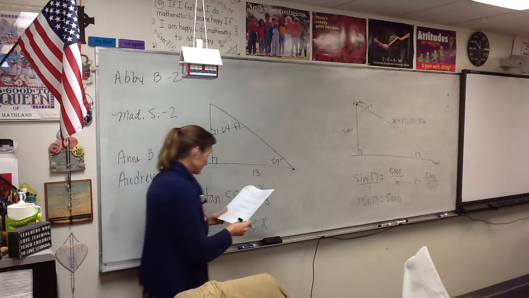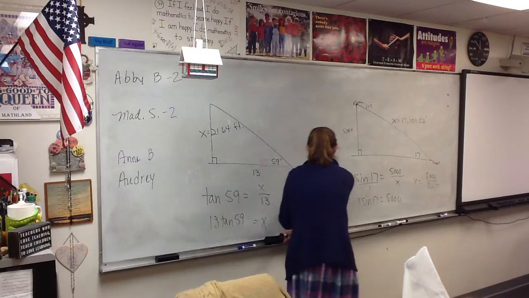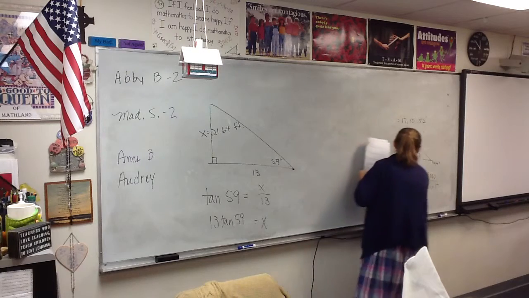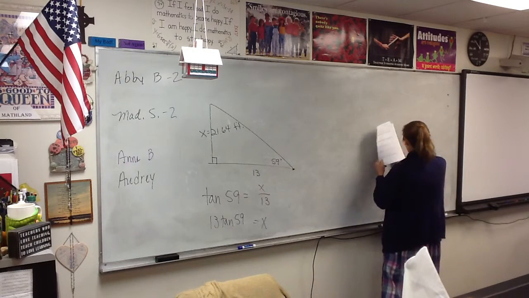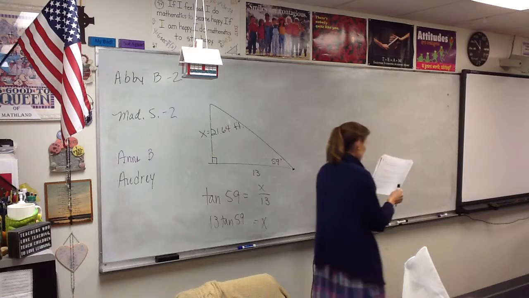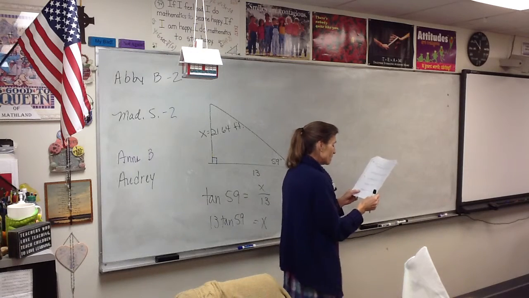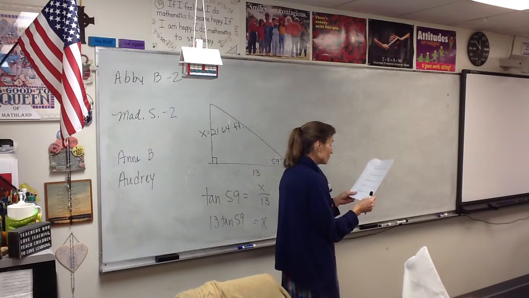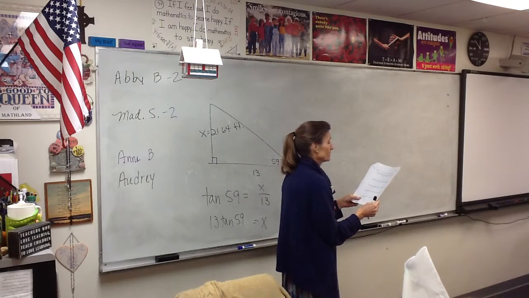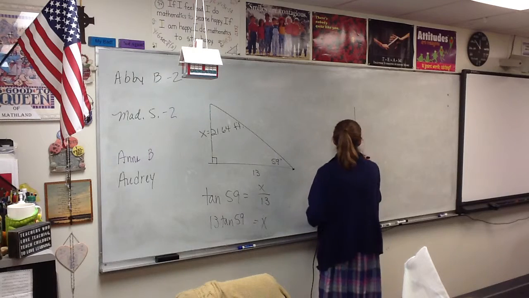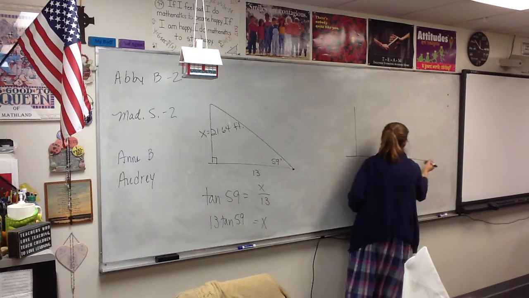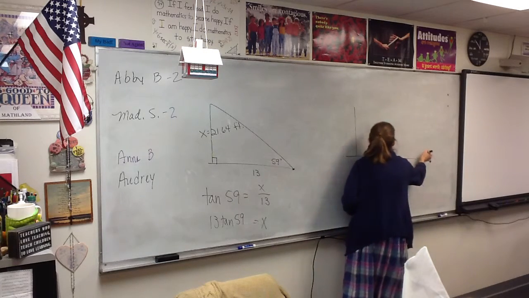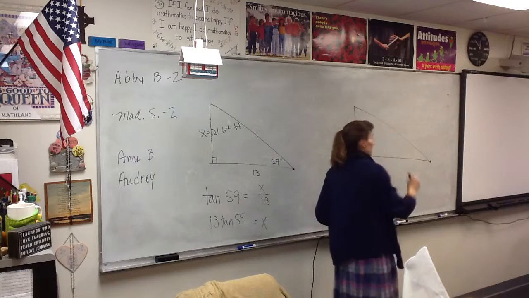All right, one more. What is the angle of elevation of a man looking at the top of a building that's 48 feet tall if he is standing 100 feet from it? Okay, so here's the building on the ground. Here's the man. He's looking up at the top of the building.